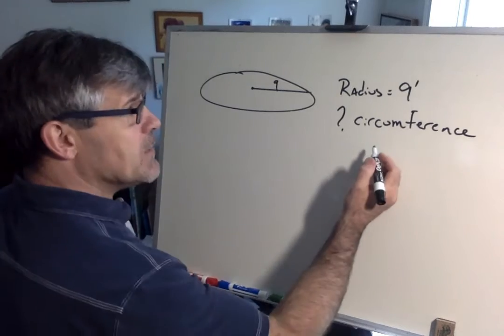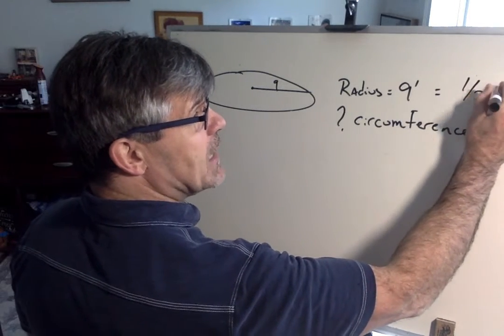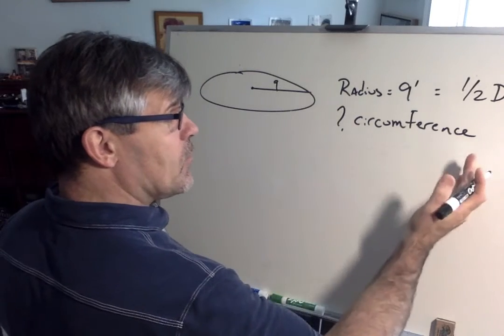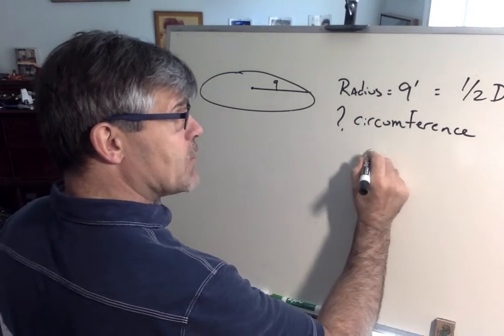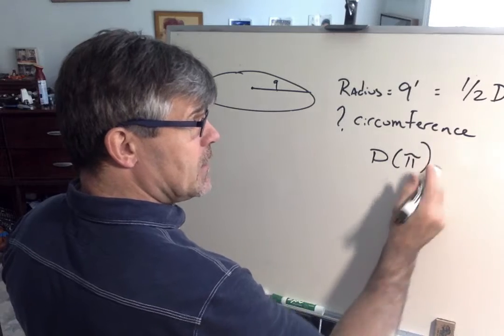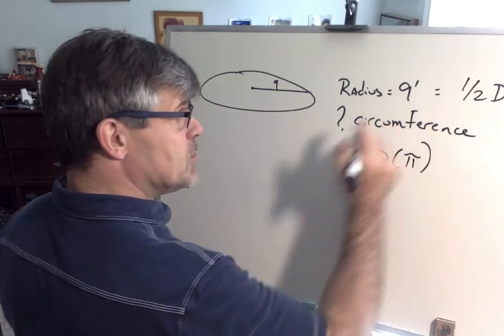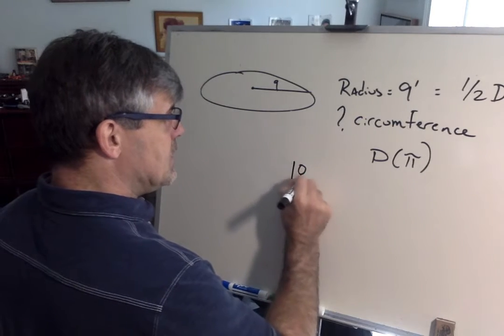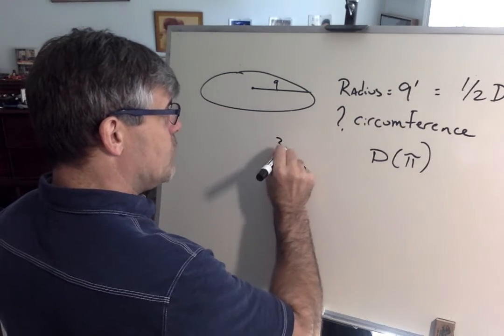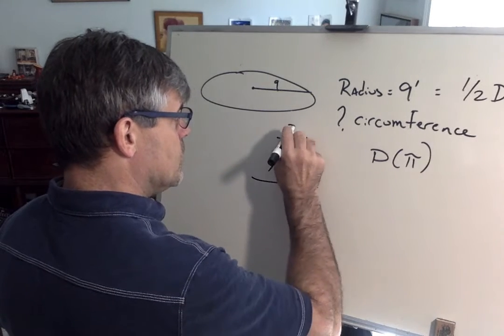Well, we know the radius is half. It equals 1/2 of the diameter. So to find the circumference, the circumference is diameter times pi. If the radius is 9, and that's half the diameter, we have to multiply this by 2. So then we have 18 times 3.14.